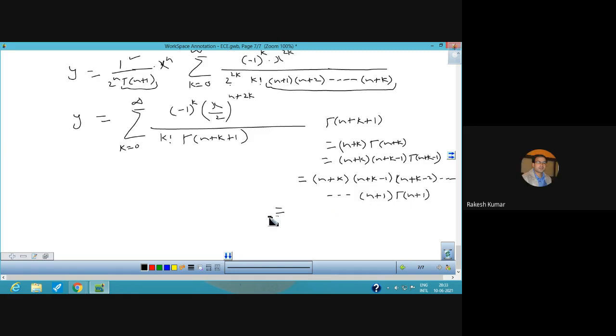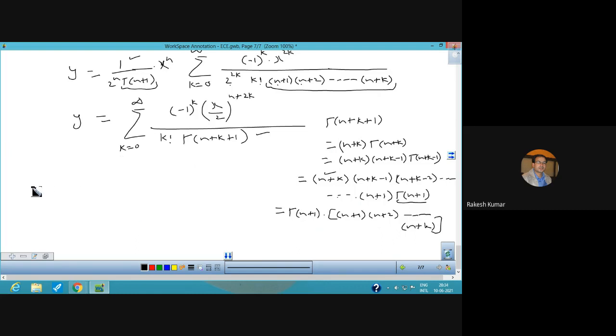Now, up to gamma n plus 1, for now, gamma n plus 1 is left, which we have written here because we needed it. And inside the bracket, if we see, n plus 1, n plus 2, n plus 3, and so on up to n plus k, the same term comes. So this is the little proof of this term which we have used. So we have used gamma n plus k plus 1.